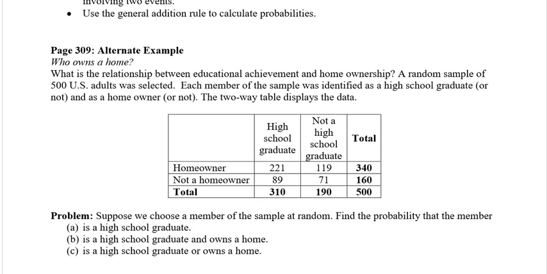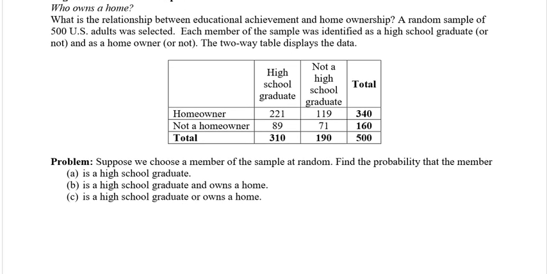Okay, so we want to answer these questions. What is the relationship between educational achievement and home ownership? A random sample of 500 U.S. adults was selected. Each member of the sample was identified as a high school graduate or not, and as a homeowner or not. The table displays the data. Suppose we choose a member of the sample at random.